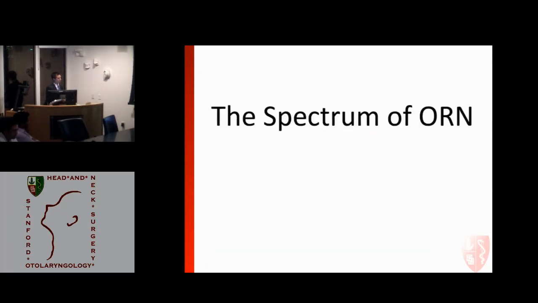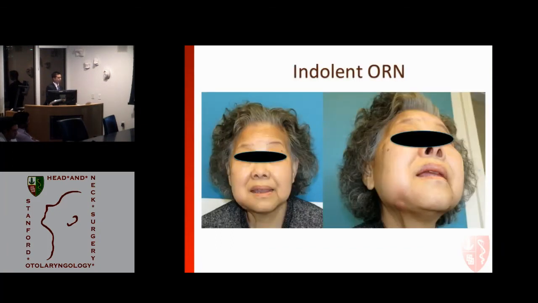Okay, so the spectrum of ORN that I want to talk about, I'm just going to present one mild case and one severe case that we have encountered here. These photos are courtesy of Stanley Liu as well. So this is one patient. Both patients were treated for a tonsillar primary squamous cell carcinoma with radiation therapy. And this is an indolent case. This patient had a lot of oral pain that began about 18 months after her radiation therapy was completed.